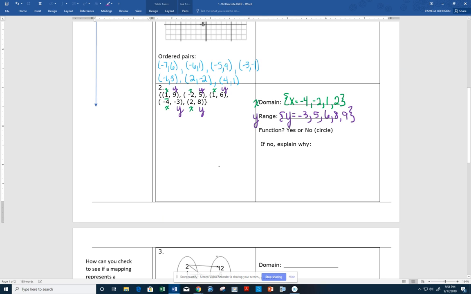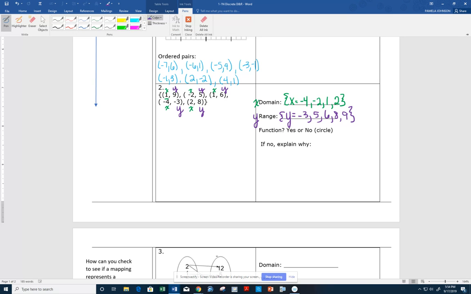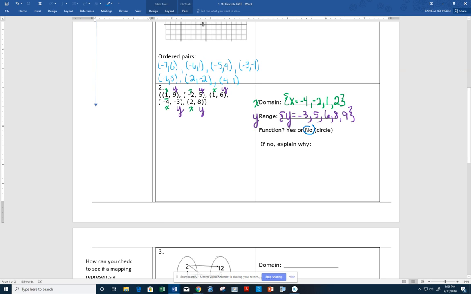Now we need to decide, is this a function or not? If you remember on Monday, we said that in order to be a function, the x values cannot repeat. Since this one repeated, the answer is no, it is not a function. The reason is x repeats at 1. That's all the reason you need.